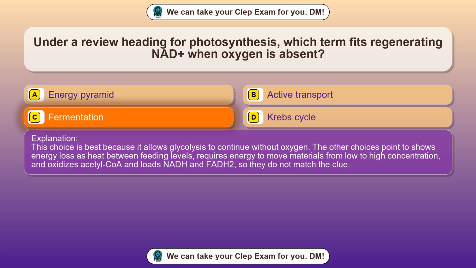This choice is best because it allows glycolysis to continue without oxygen. The other choices point to shows energy loss as heat between feeding levels, requires energy to move materials from low to high concentration, and oxidizes acetyl-CoA and loads NADH and FADH2, so they do not match the clue.